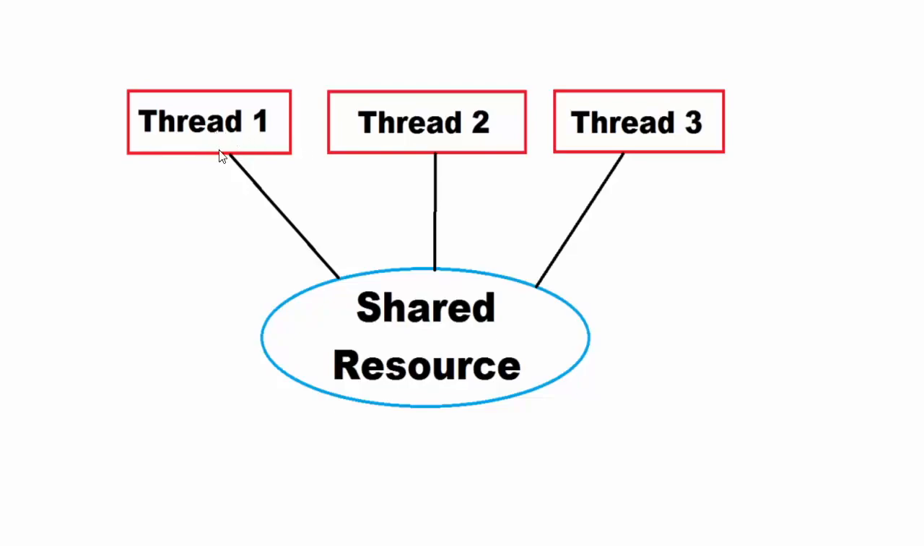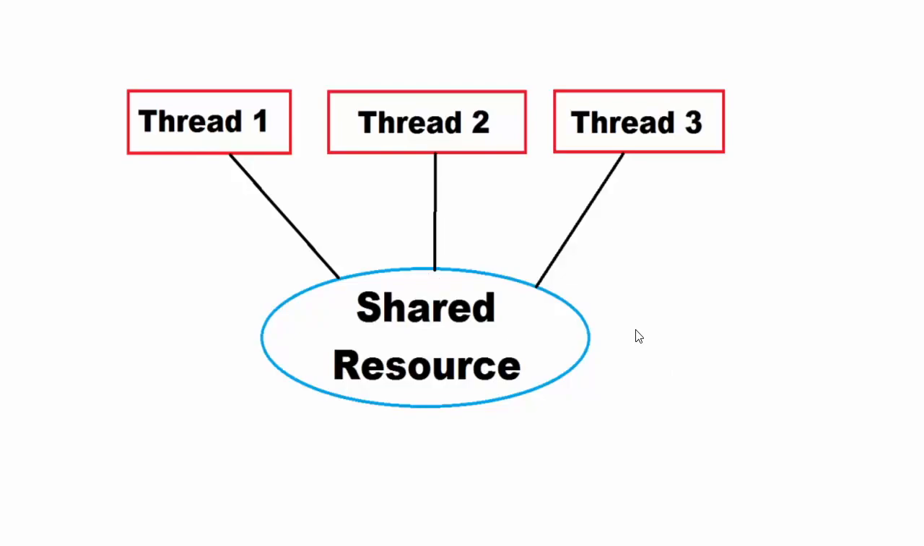In this diagram you can see there are three threads, and all these threads are sharing the same resource. It can be a global variable, for example. As long as all these threads are accessing this shared resource one by one, not at the same time, everything will work fine. But the problem arises when two or more threads try to access the same global variable or shared resource at a particular time. And this kind of situation is called a race condition.